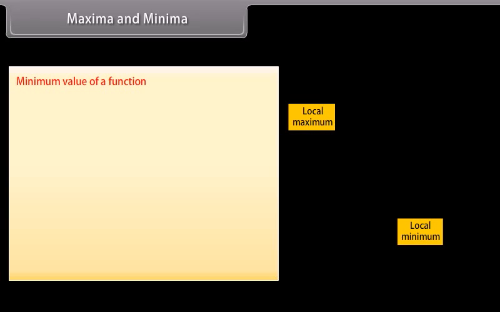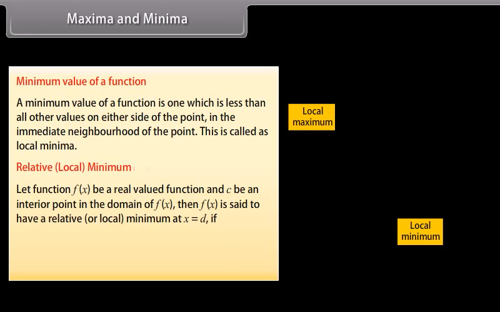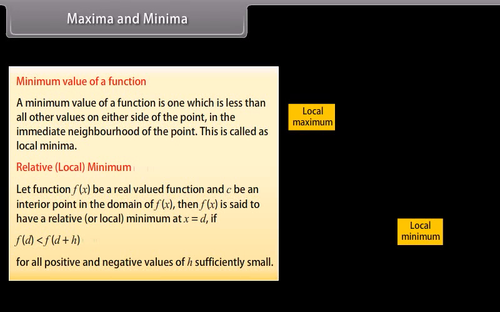Minimum value of a function. A minimum value of a function is one which is less than all other values on either side of the point in the immediate neighborhood of the point. This is called local minima. Relative local minimum. Let function f of x be a real valued function and c be an interior point in the domain of f of x, then f of x is said to have a relative or local minimum at x equal to d if f of d is less than f of d plus h for all positive and negative values of h sufficiently small.